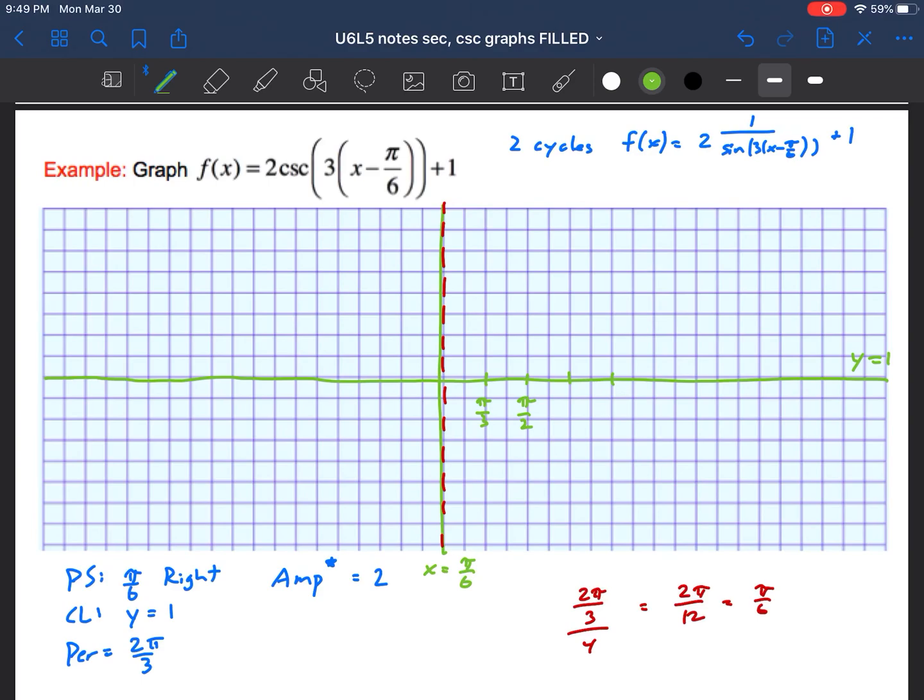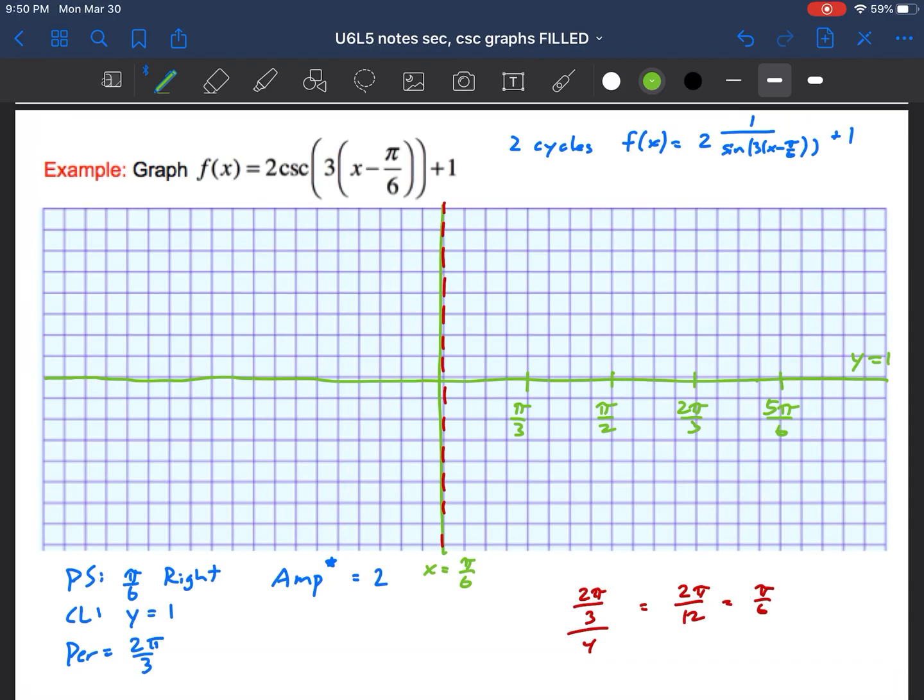You know what? I'm going to make it a little bit more spread out. Sorry, guys. Because we're only going to do 2 cycles, let's go 4 for each: 1, 2, 3, 4. 1, 2, 3, 4. 1, 2, 3, 4. So pi over 6, 2 pi over 6, which is pi over 3, 3 pi over 6, which is pi over 2, 4 pi over 6, which is 2 pi over 3, and 5 pi over 6.